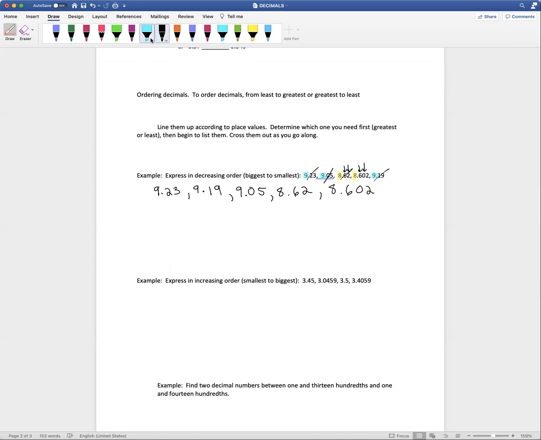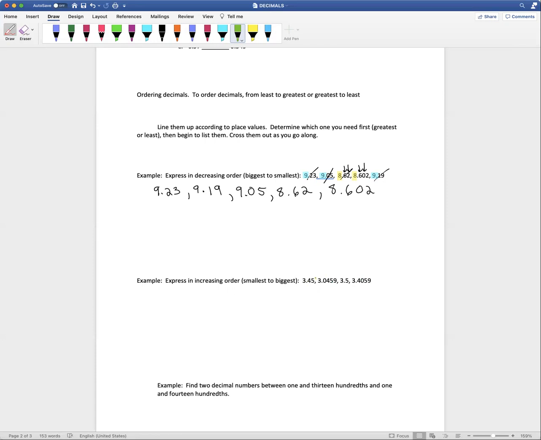Now let's take a look at these guys and let's see smallest to biggest. The first thing that I notice here, if you're looking at the ones, and that's the biggest place value, right? Because that's the leftmost place value here. We have 3 in all of these, right? So I have 3.45, 3.0459, 3.5, and 3.4059. So the ones all have the same value, and that is 3.